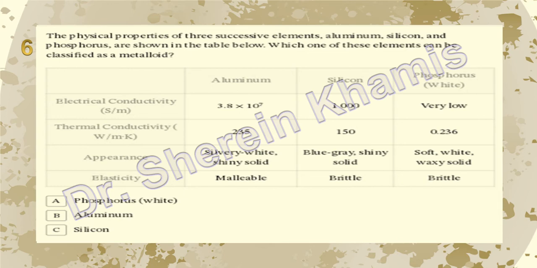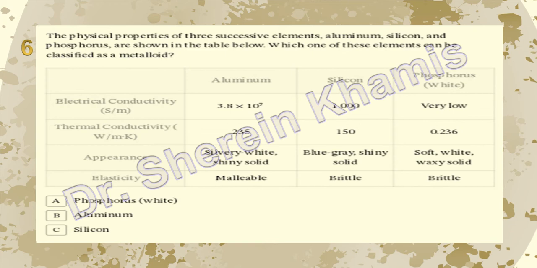Okay, if we look at the properties on this side, we have thermal conductivity, electrical conductivity, appearance and elasticity. If metals have different properties and non-metals have different properties, what are the properties in between that indicate that we are metalloids? We have some properties of metal and others belonging to non-metal.